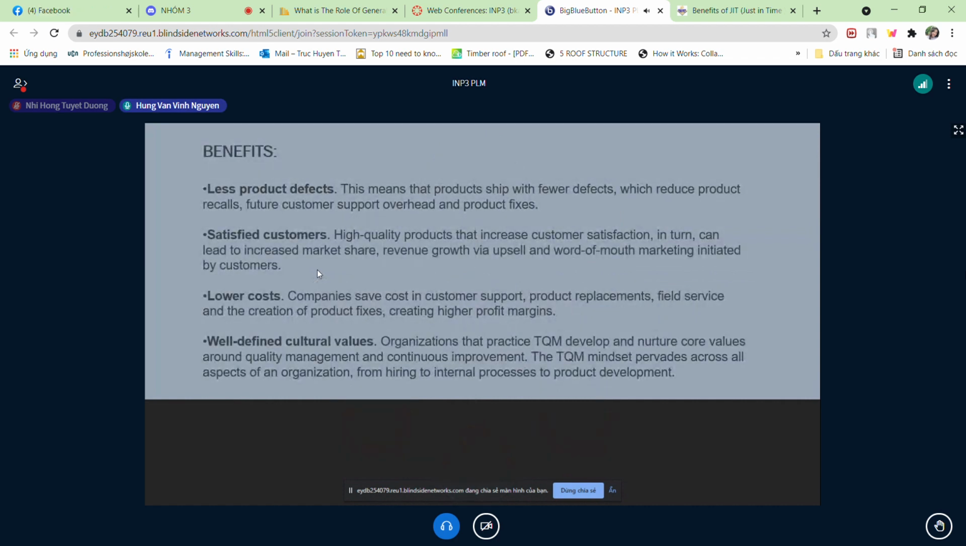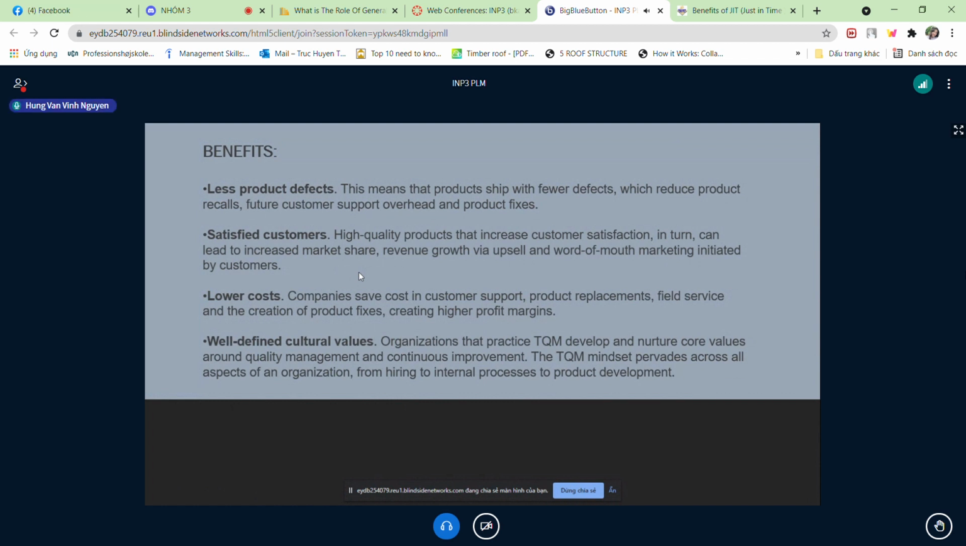So I will talk about the benefits of TQM. The first is fewer defects. This means productivity with fewer defects, which reduces the production cost, future customer support overhead and product fixes. Second is customer satisfaction. High quality products increase customer satisfaction, which in turn can lead to increased market share, and revenue growth via upsell and word of mouth marketing initiated by customers.